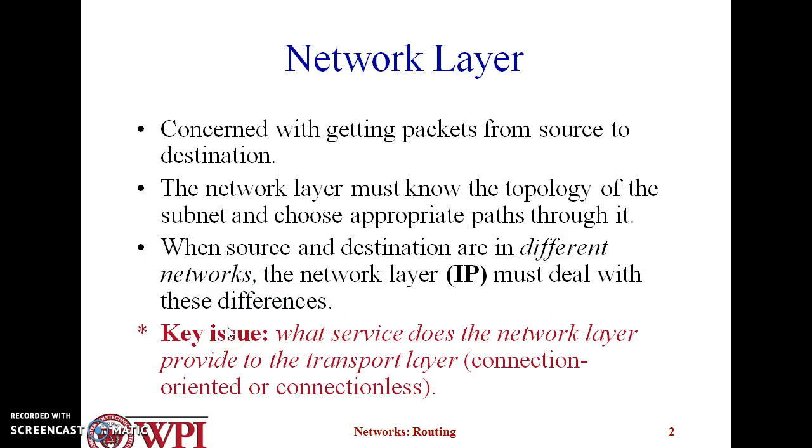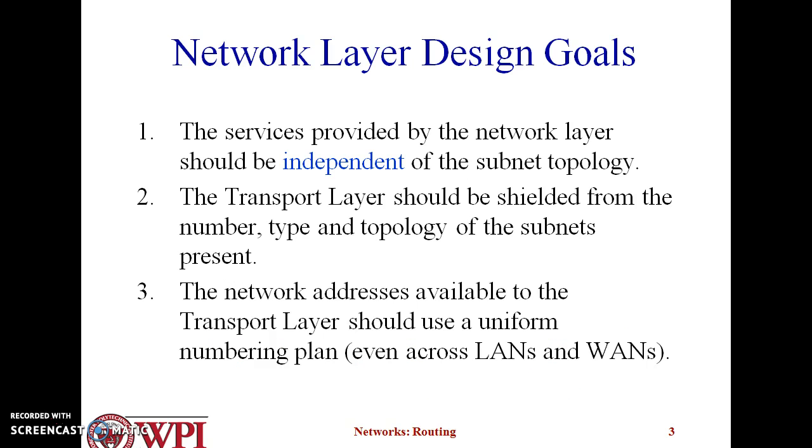The key issue is what services the network layer provides to the transport layer, either connectionless or connection oriented. The design goal: the services provided by the network layer should be independent of the subnet topology. The transport layer should be shielded from the number, type and topology of the subnet present. The network layer addresses available to the transport layer should use a minimum numbering plan, even across the LANs and WANs.